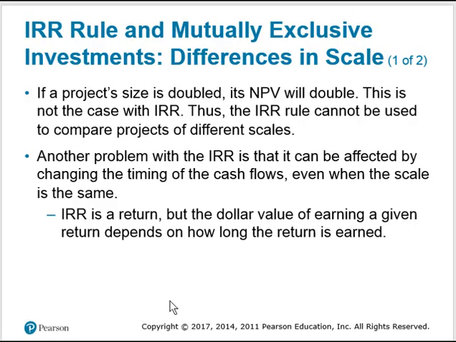So let's come back to this idea of conflict then, right? The internal rate of return, one of the reasons why it could be different from net present value is because of differences in scale, right? If you double the size of a project, you will double the size of its net present value. However, that's not true with the internal rate of return. So the internal rate of return is not influenced by the size of the project.